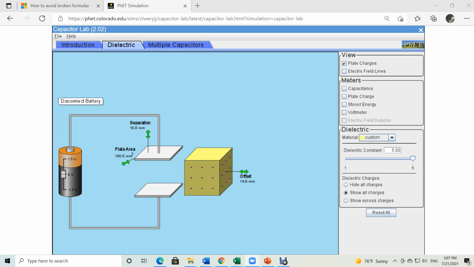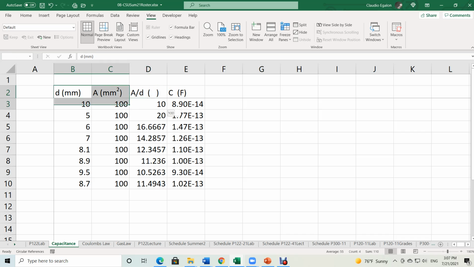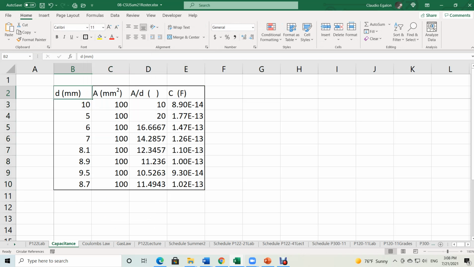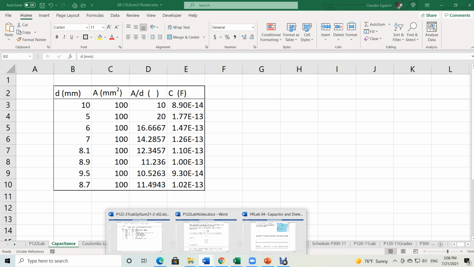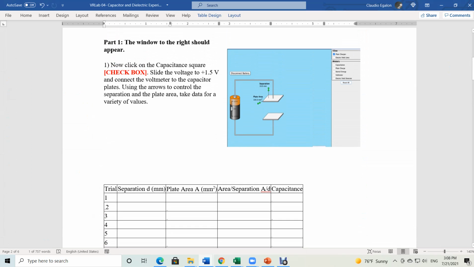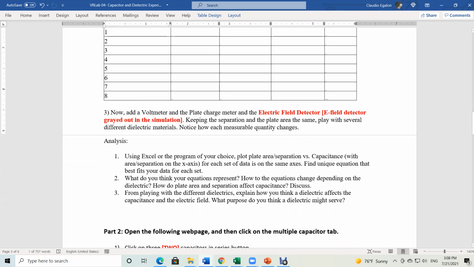Okay, I'm back here. So let's go back to our table. We are going to perform the same experiment, but now we are going to change the dielectric that goes in between the plates. Let's get this table nicer. He didn't ask us to plot any graphs yet, but I'm quite sure he will.